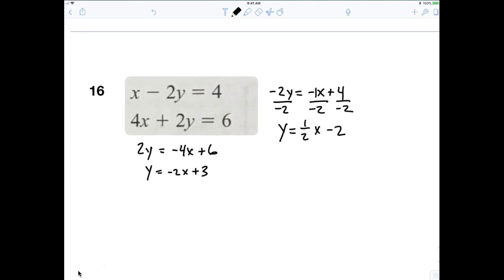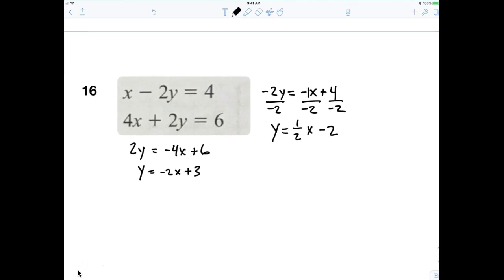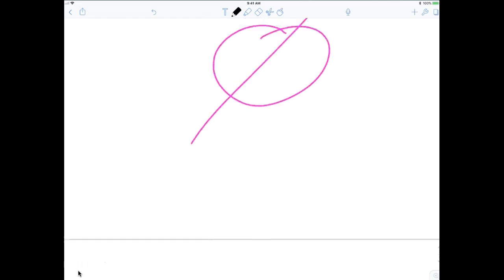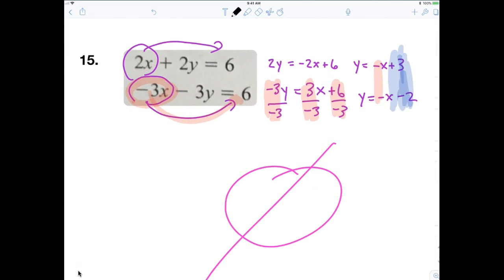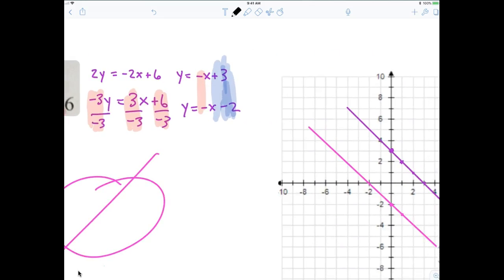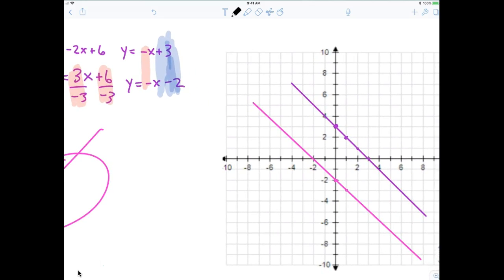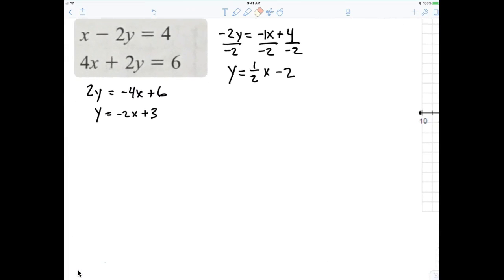Maxine. Maxine. Did we do 15? Come on, girl. What's the matter? Because I graphed them and they're parallel lines. Do you see the two equations? All right, good. All right, back to here now.